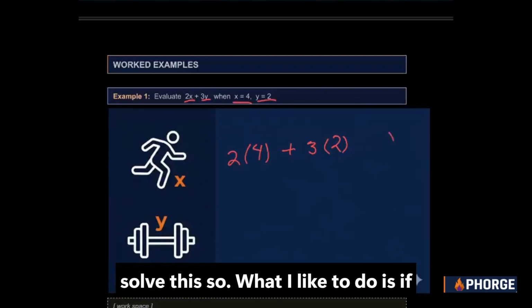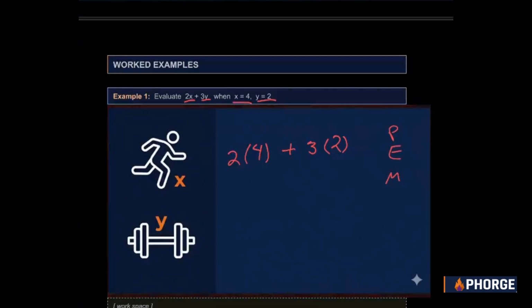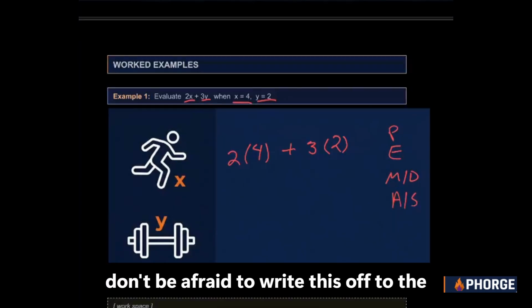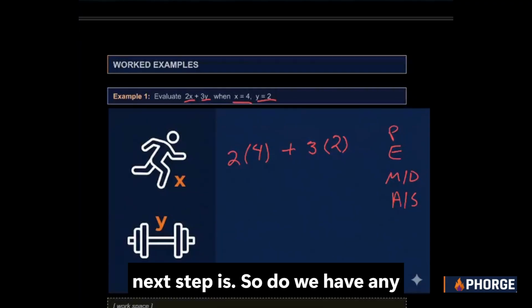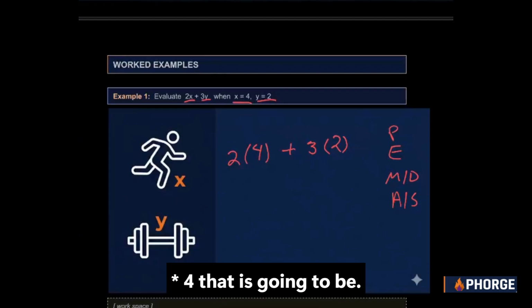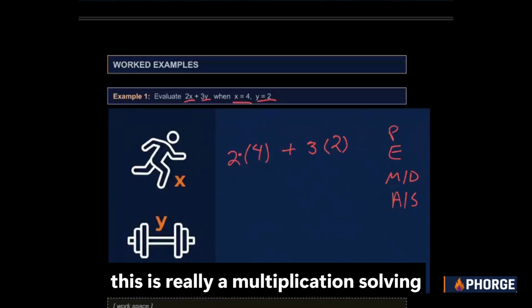So what I like to do is, if I'm ever doing PEMDAS, I like to write it off to the side. And don't be afraid to write this off to the side to keep you keyed in on what the next step is. So do we have any parentheses? Yes, we have 2 sets. So 2 times 4, this is really a multiplication, so we'll do multiplication.